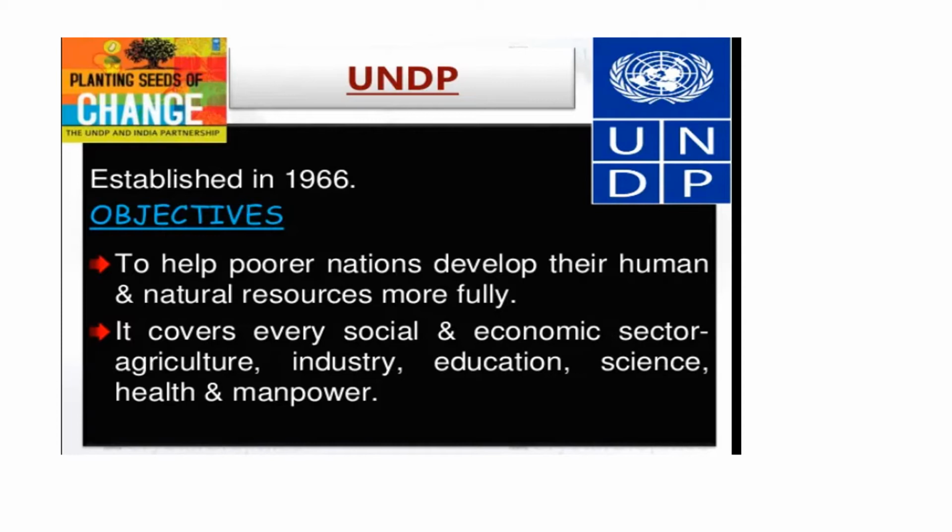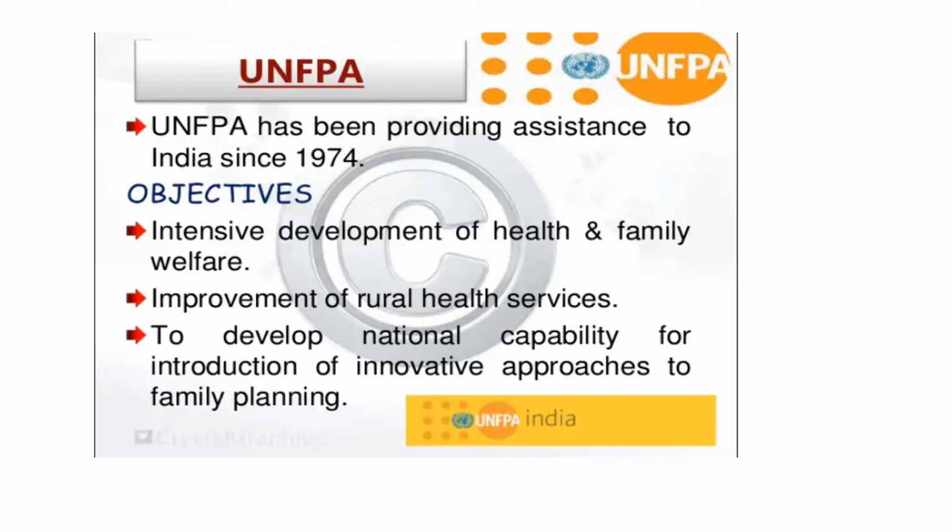So UNDP is also one of the important international aid agencies. Now next is UNFPA. Okay, so it's basically the United Nations Population Fund. It has been providing assistance to India since 1974, right? Objectives include intensive development of health and family welfare, improvement of rural health care services, to develop national capability for introduction of innovative approaches to family planning, right?